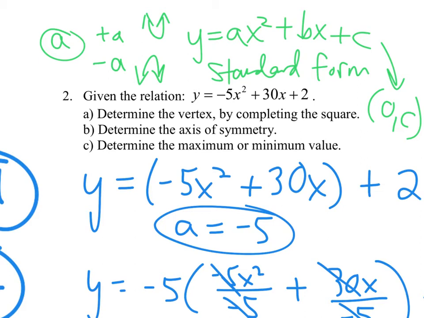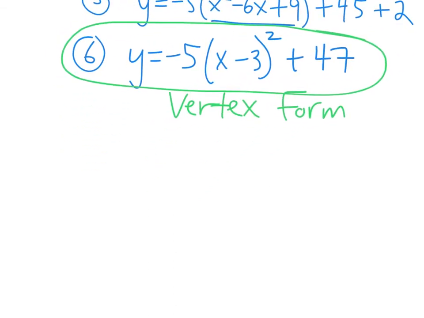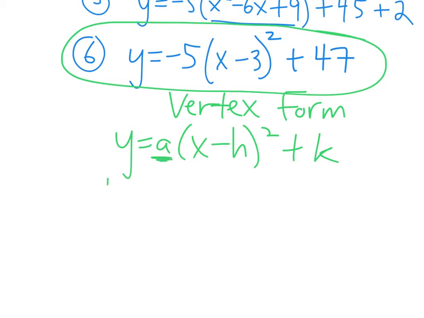But now we're going to continue understanding the benefits of vertex form. And that was the whole point of completing the square, because when it's in vertex form, in general, it's y equals a bracket x minus h squared plus k. And the a value takes on the same meaning. The positive a opens up, the negative a opens down. But the h value, in this case h is 3, becomes our axis of symmetry.